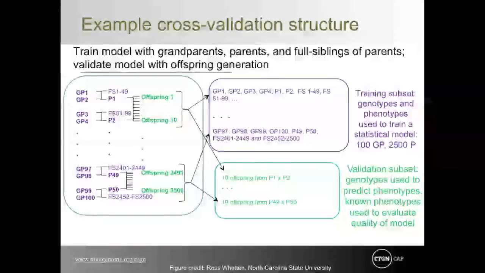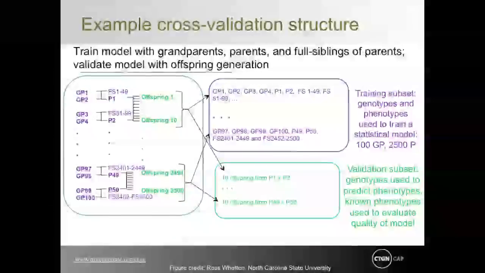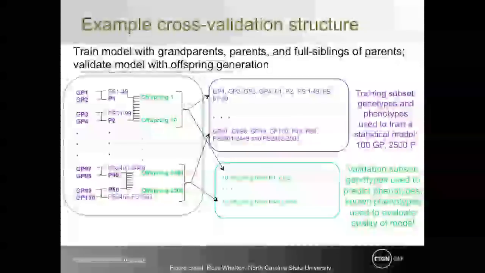Ideally, the relationship between the two subsets of the training population should be similar to the relationship between the training and the prediction population. If the relationship between the two subsets of the training population is different from that between the training and prediction populations, then the predictive accuracy observed in cross-validation studies may not accurately reflect the accuracy that will be obtained in predicting phenotypes of the prediction population.